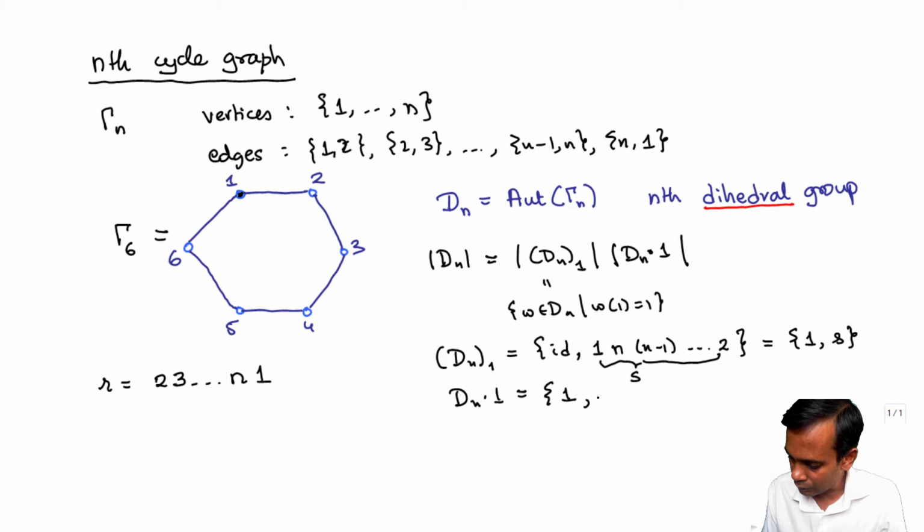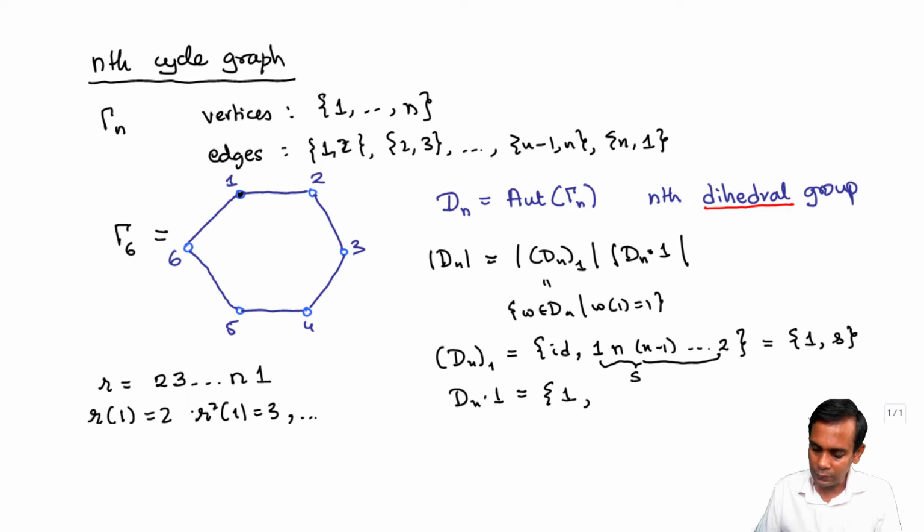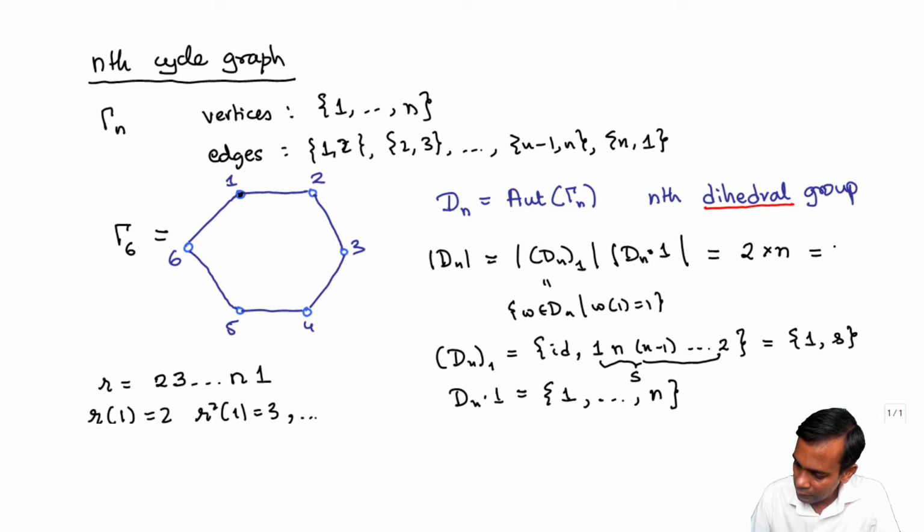So r, of course, takes 1 to 2, r squared takes 1 to 3, and so on. And some power of r will take 1 to any of the numbers 1 to n. So the orbit of 1 is all the vertices of the graph. If you apply this equality, what you get is 2, the order of the stabilizer of 1 that has 2 elements, and then you multiply by n. So the nth dihedral group has 2n elements.